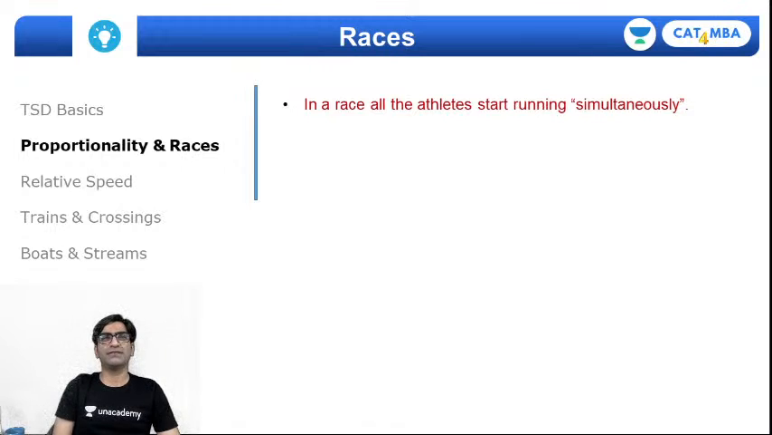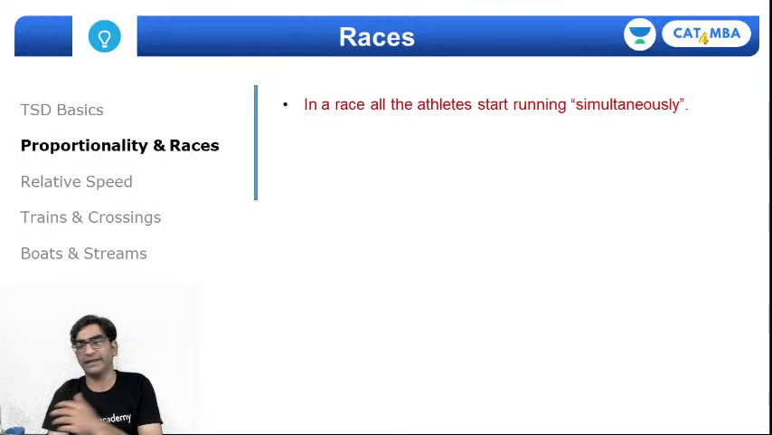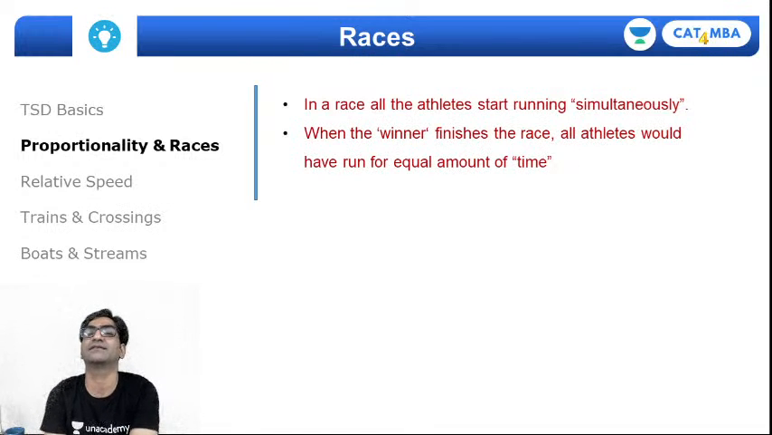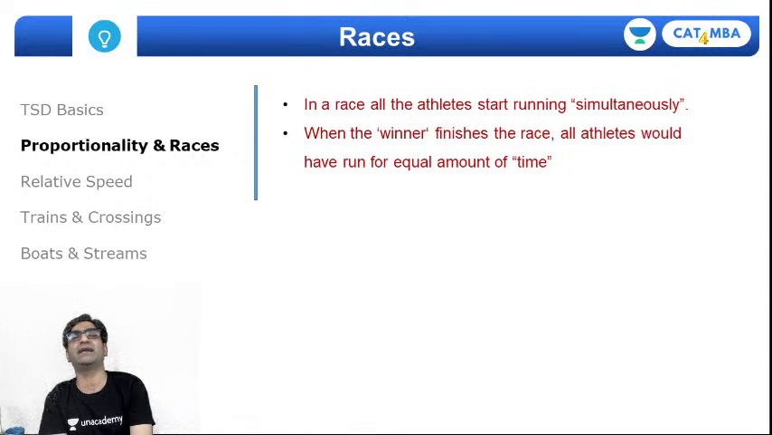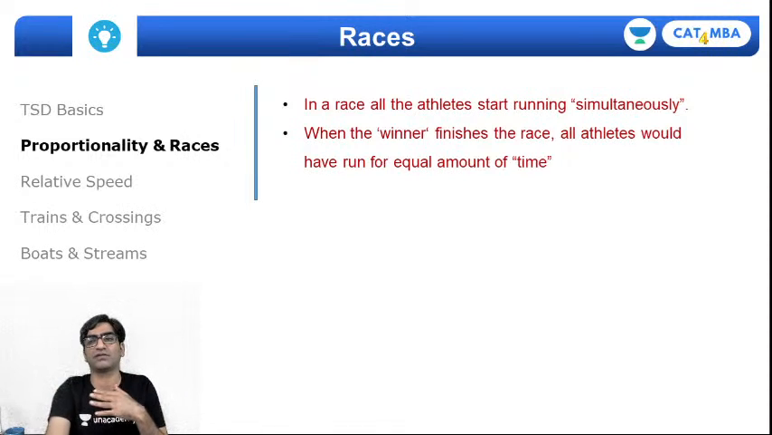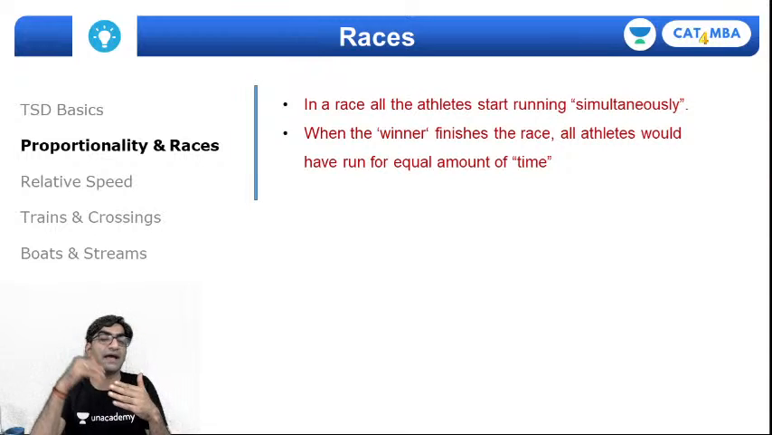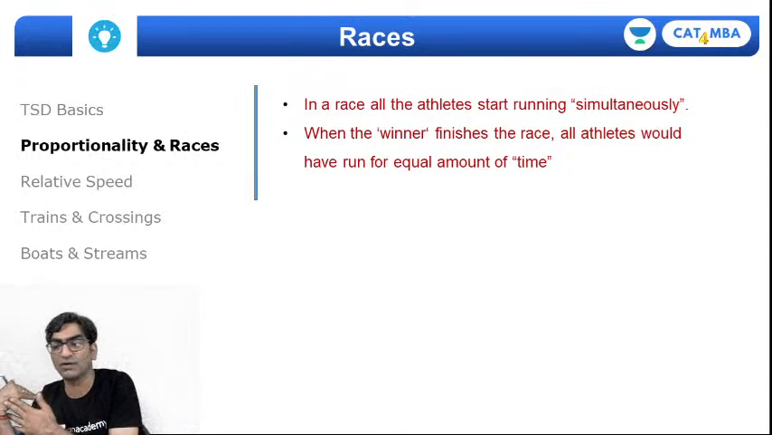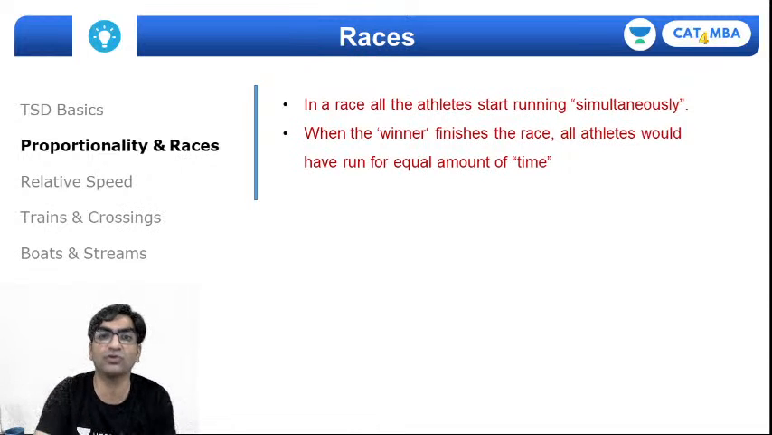But most of the time when you get questions from this, the problem will talk about margin of victory. Like, A beat B by 10 meters, so you have to translate this. So when you say that A beats B by 10 meters, it means that the winner has finished the race, but all the other athletes have run for the same amount of time that A ran. Only then will the margin arise. All of them start running at the sound of the gunshot, and when one person finishes, the other people in the race would have also run for the same amount of time. So time is equal.